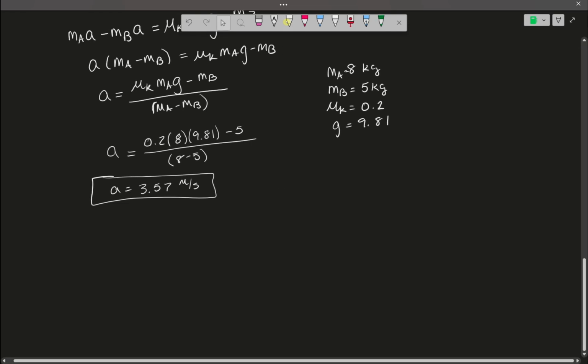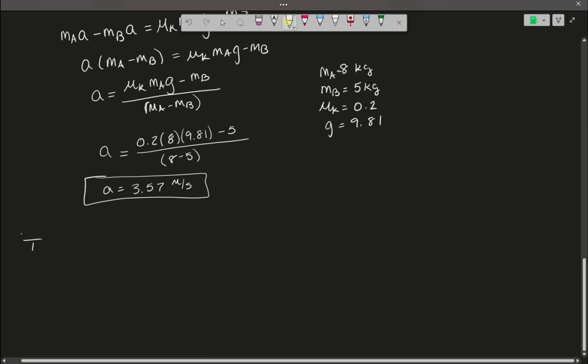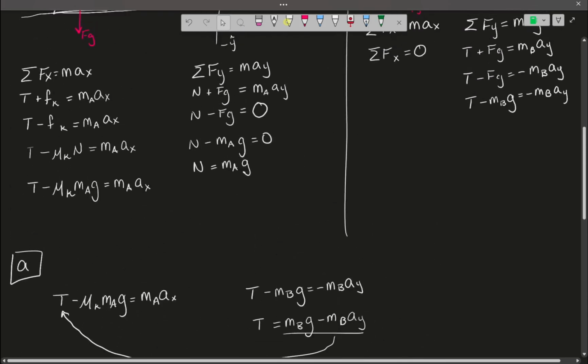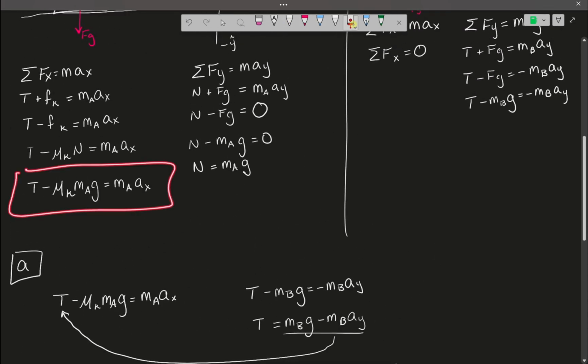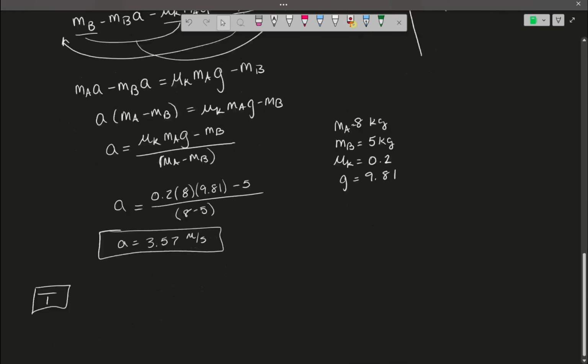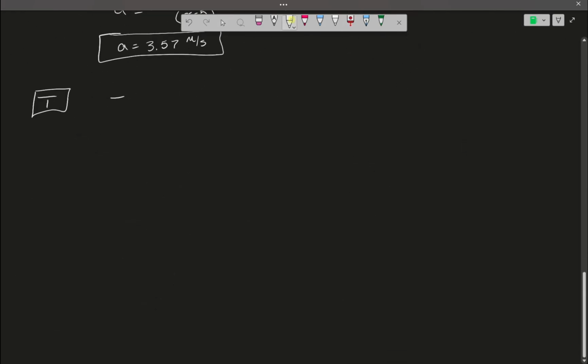The next thing it asked us to solve for was tension. This is going to be a lot easier because we can go back to these two equations that we have here and figure out which one is easiest to solve for T. It looks like this equation is going to be easiest, not really for any reason other than the fact that it has one less variable in there. So we have that tension minus the mass of block B times gravity is equal to negative mass of block B times acceleration.